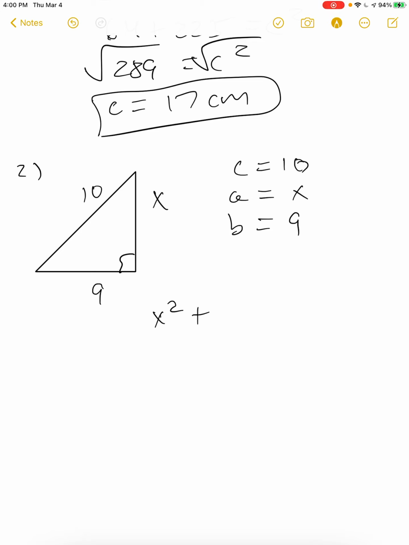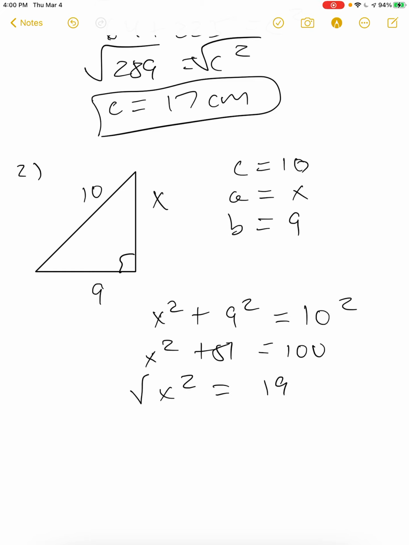X squared plus 9 squared is going to equal 10 squared. So x squared plus 81 is equal to 100. Then you subtract 81, you get 19. You take the square root of both sides. Then you get x is equal to, we're going to be rounding to 3 decimal places when we can, so 4.359.